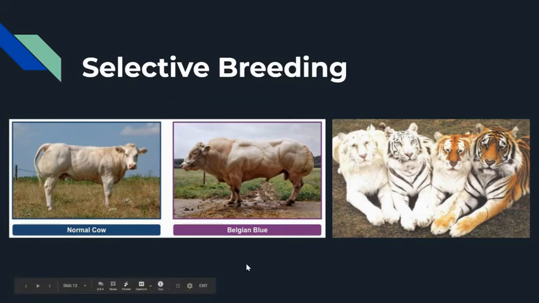Normal cow, Belgian blue. Again, if I can get more meat, if I can get more poundage, I can make more money, so my farm would be more profitable. Tigers and ligers: we're breeding lions and tigers together, getting different genetic species. This is a liger over here. This would be more of an albino.